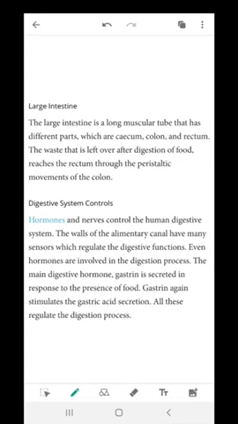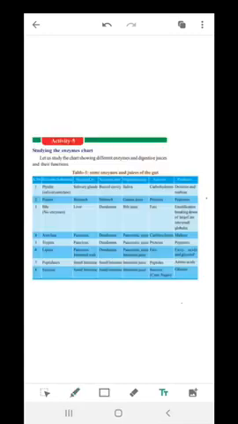So there are certain hormones and nerves that control the human digestive system. The walls of the alimentary canal have many sensors which regulate the digestive functions. Even hormones are involved in the digestion process. The main digestive hormone, gastrin, is secreted in response to the presence of. Students, let us discuss the chart showing different enzymes and digestive juices and their functions.